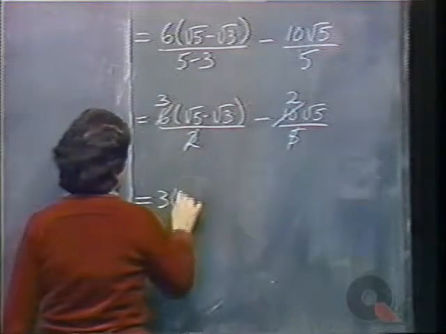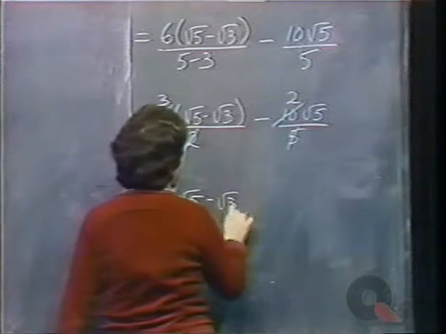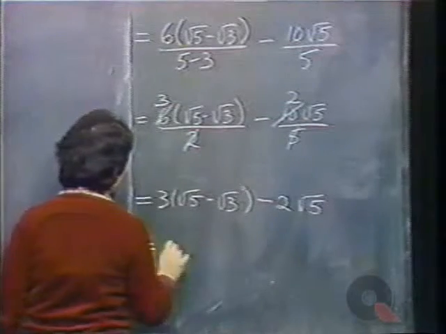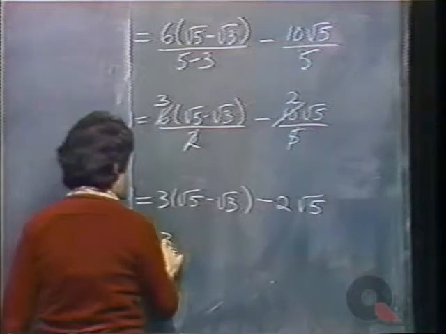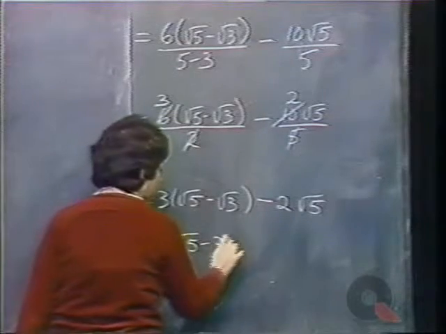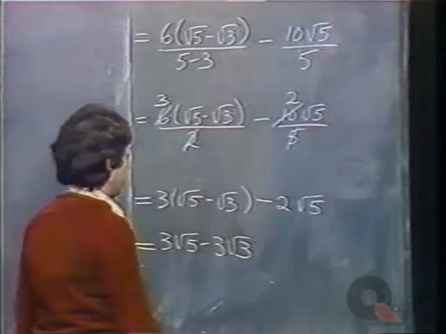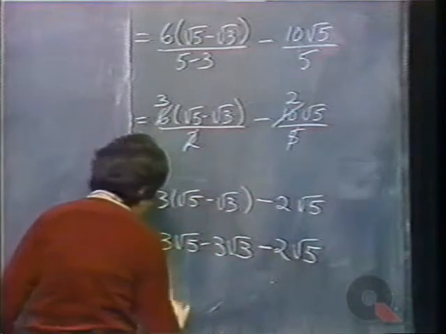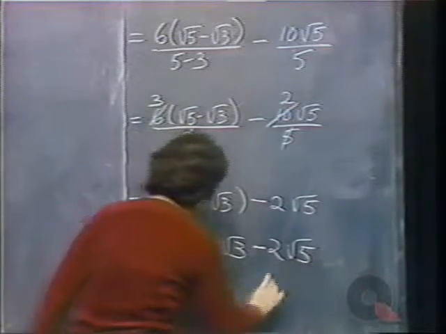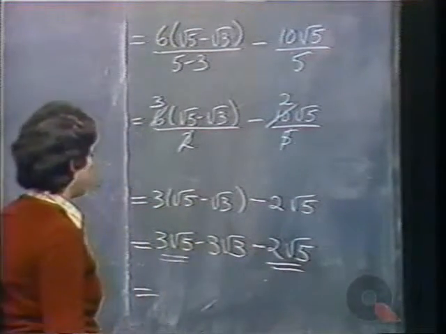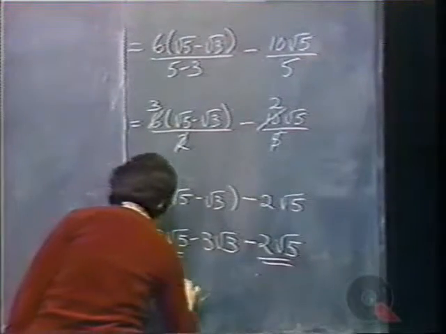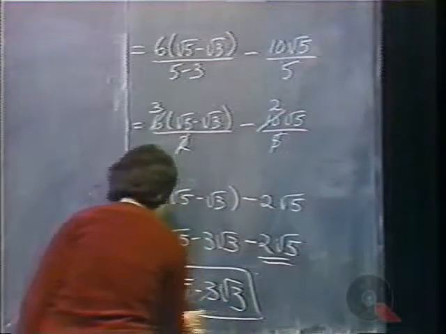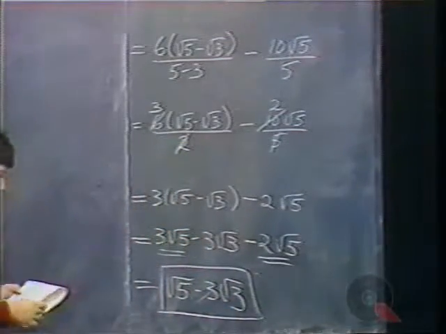Okay, on top we're left with 3 times the square root of 5 minus the square root of 3 minus 2 the square root of 5. Distributing the 3, 3 the square root of 5 minus 3 the square root of 3. Don't forget to send it all the way through. Minus 2 the square root of 5. And to simplify, these two terms can be combined. 3 the square root of 5 minus 2 the square root of 5 gives you 1 the square root of 5 minus 3 the square root of 3. And this brings us to the end of this problem and also to the end of the tape.